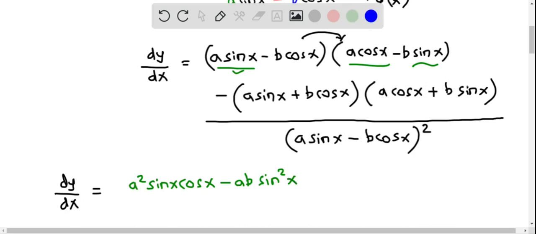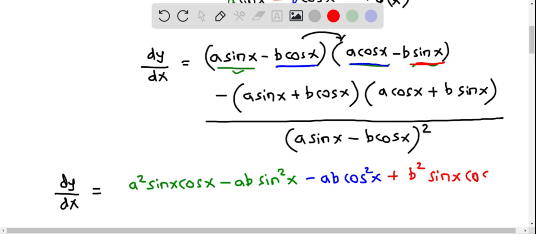Now let me consider the second term in the first expression, that is negative b cosine x, and then I multiply with a cosine x. So this will be negative ab cosine squared x. Now I consider this negative b cosine x, and then this negative b sine x, that is the second term in the second expression. So negative times negative is positive. So we will get positive b squared, and then cosine x sine x, or we can rewrite this as sine x and cosine x.